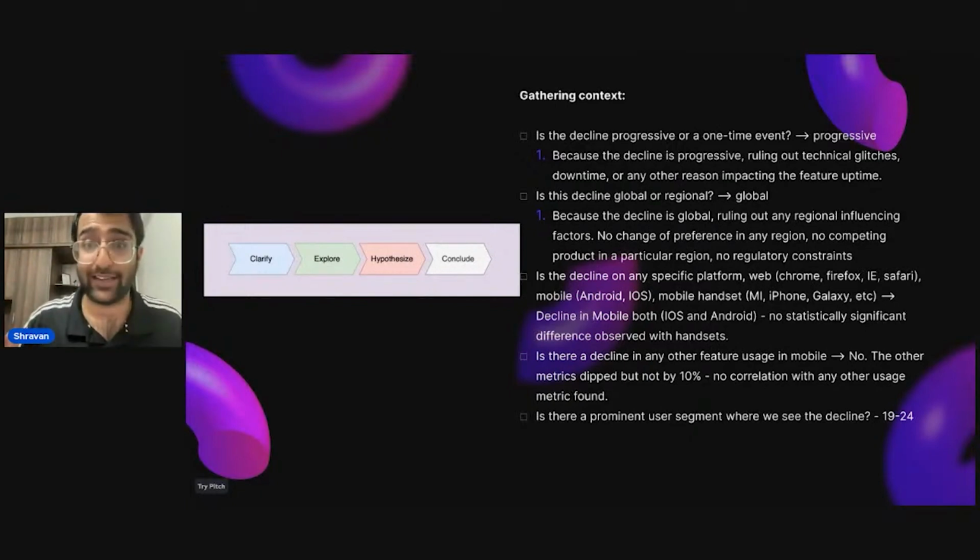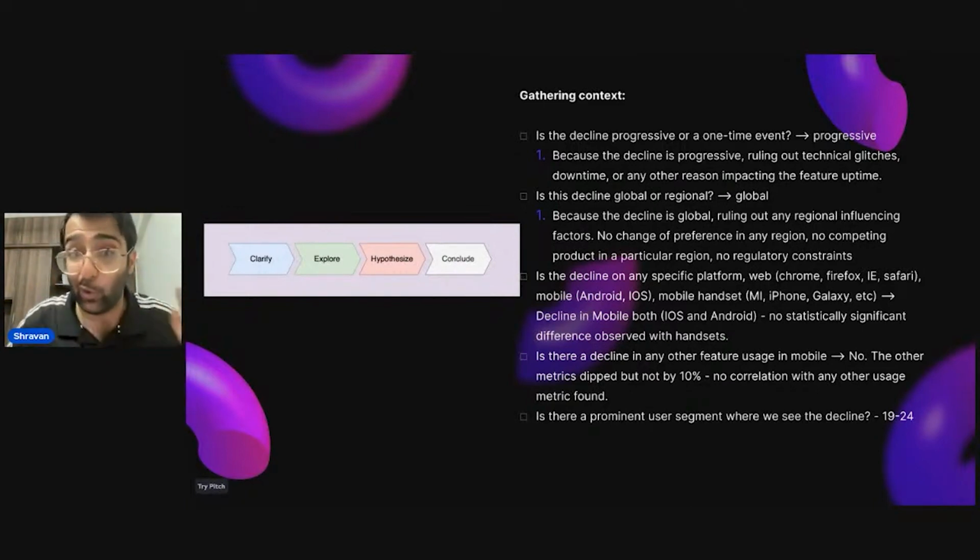Because the decline is progressive, ruling out technical glitches or downtime. Because अगर 7 हफ्ते से ये हो रहा है, तो यार technically तो fix ही हो जाना चाहिए था ना, if it's a bug, right? So I removed the first possibility, that it's not due to a bug. यहां तक बात क्लियर है?